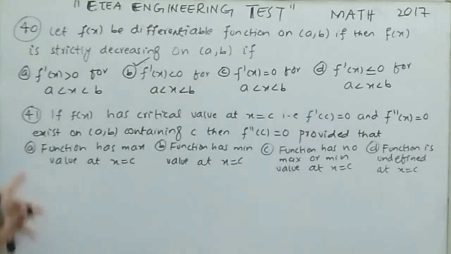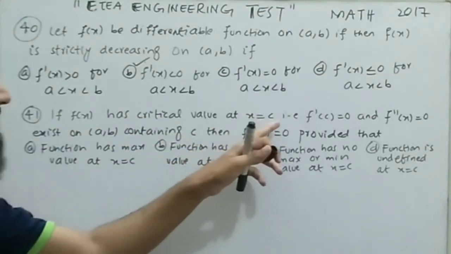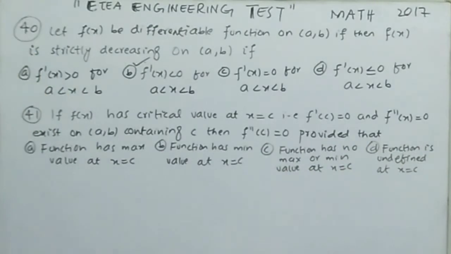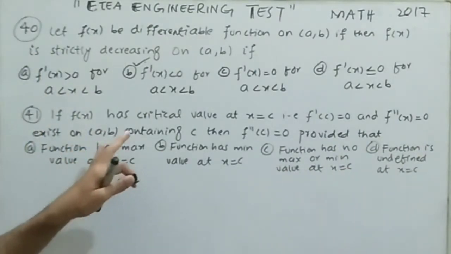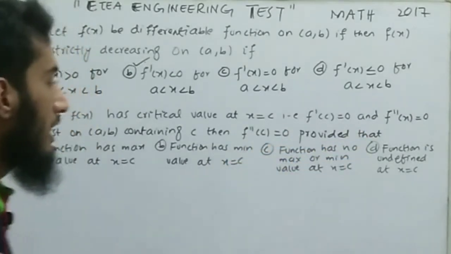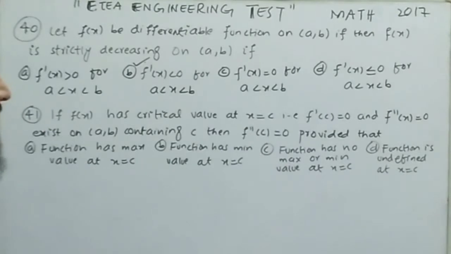Move to the next MCQ, number 41. It tells that if f of x has a critical value at x is equal to c, that is f prime of c is equal to 0, and f double prime of x exists on the interval AB containing c, then f double prime of c will be equal to 0 provided that. Remember, when the second derivative becomes equal to 0, that point is called an inflection point, and there is no relative maxima and relative minima.